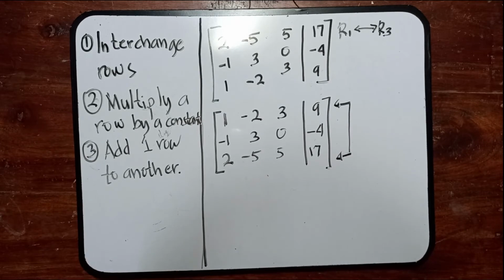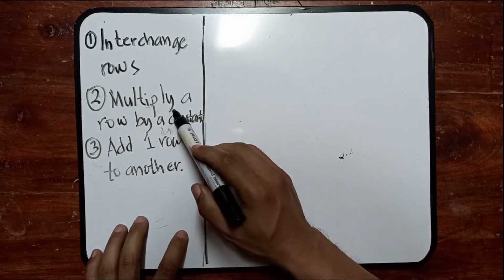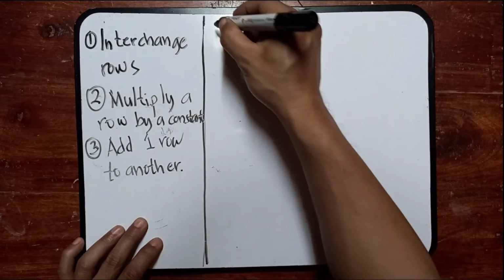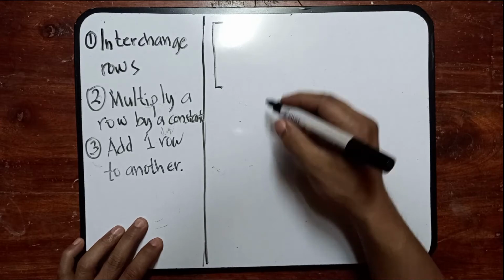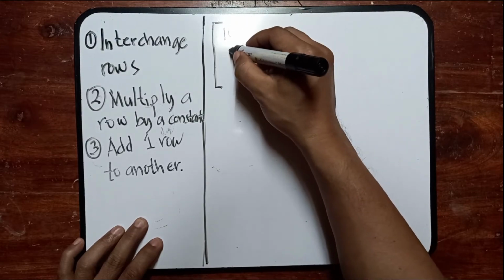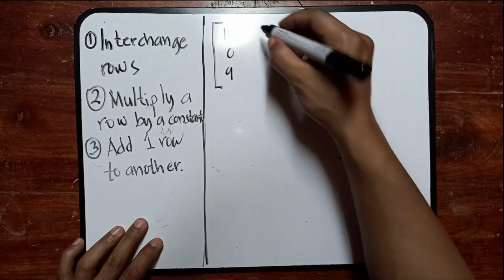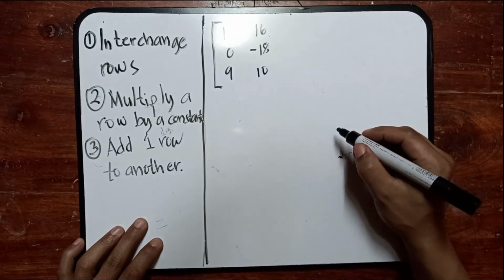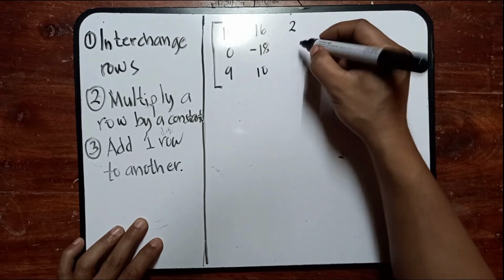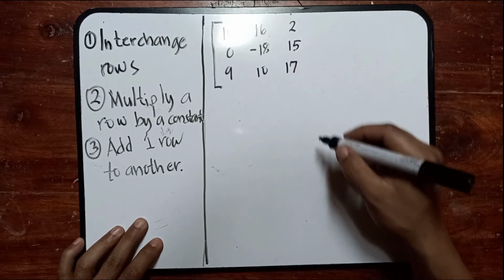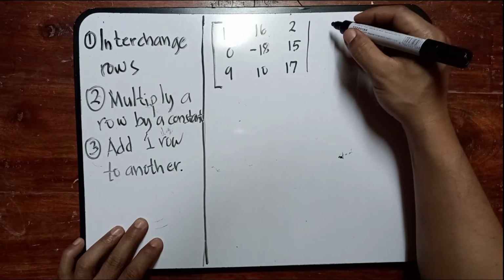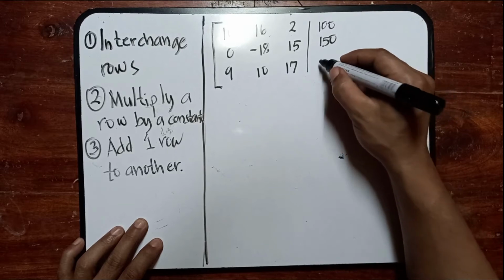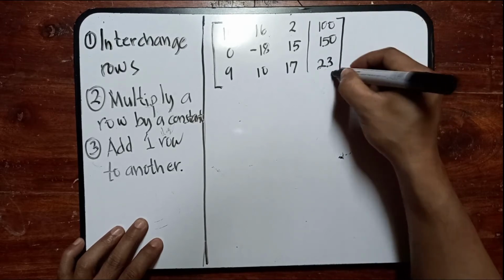So let's have another example. This time let's try to multiply a row by a constant. Let's say we have this matrix. We have 10, 0, and 9. We have 16, -18, and 10. And then we have 2, 15, and 17. And then we have 100, 150, and 23.